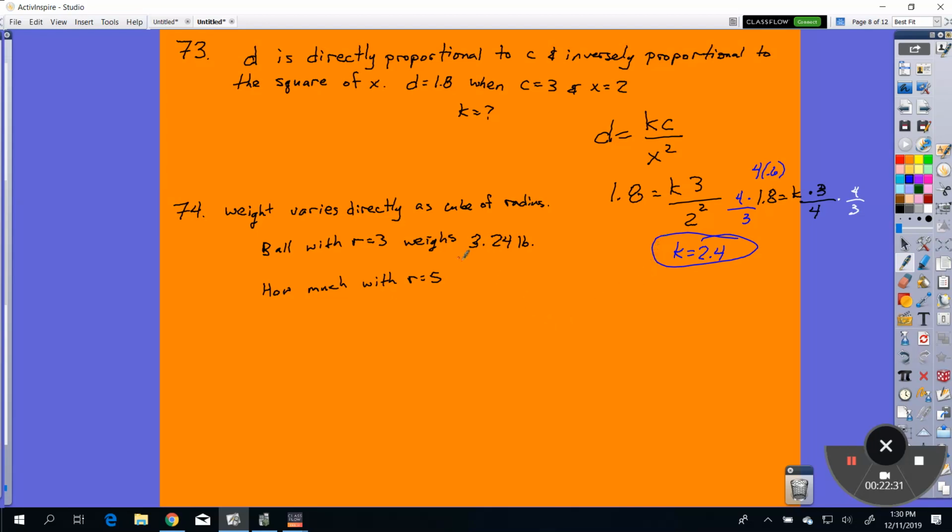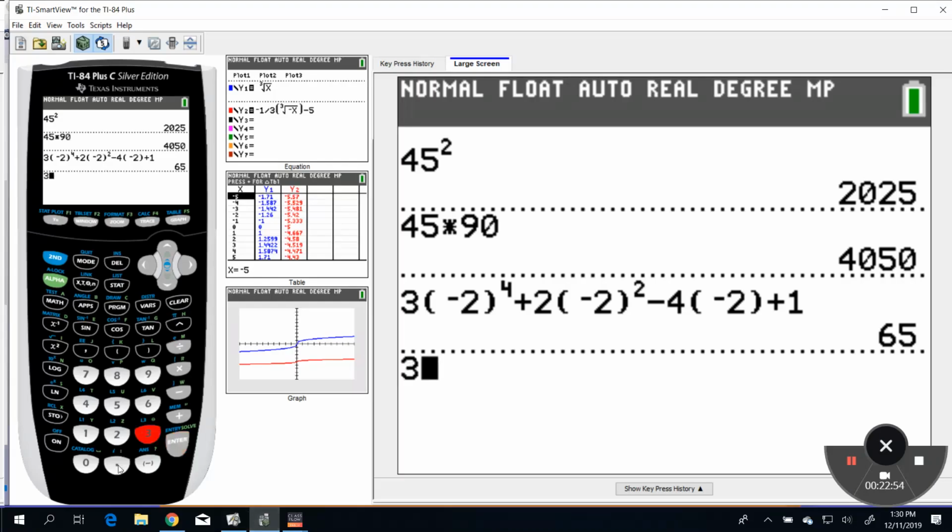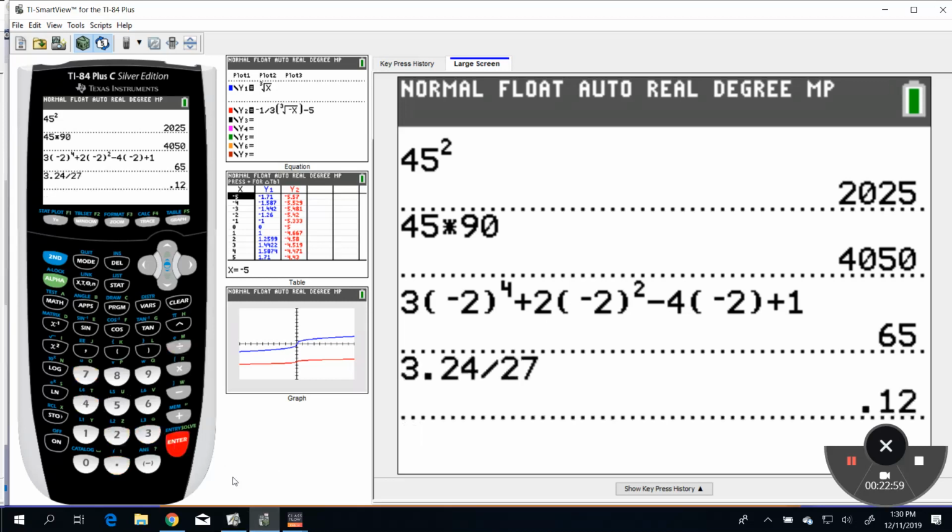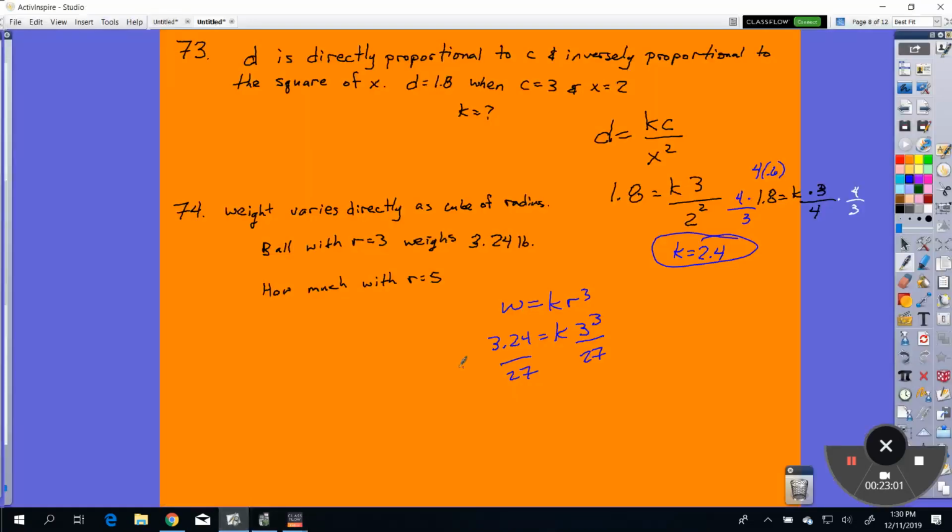Now, number 74, it says the weight of a ball varies directly as the cube of the radius. So that means the weight varies directly as the radius cubed. A ball with a radius of 3 weighs 3.24 pounds. So to solve for K, 3 cubed is 27, so I divide each side by 27. So I go to my calculator, 3.24 divided by 27. I get that K equals 0.12. So K equals 0.12.